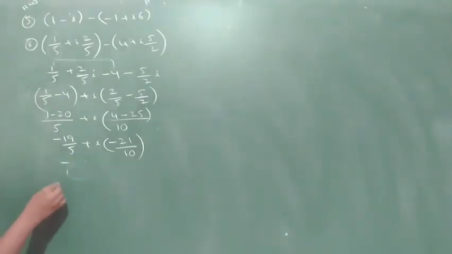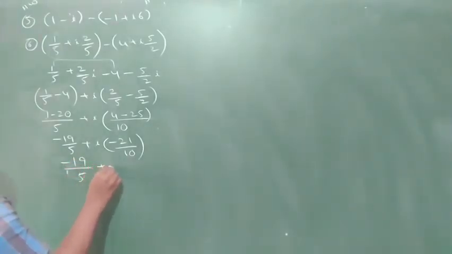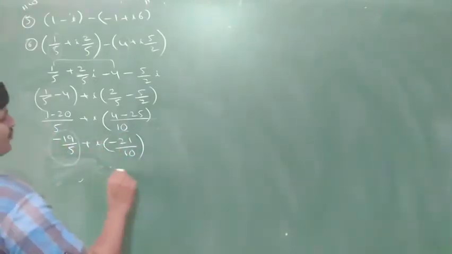So minus 19 by 5 plus the same. Here, what is a? This is a, this is b. a is equal to minus 19 by 5, b is equal to minus 21 by 10. This is one.